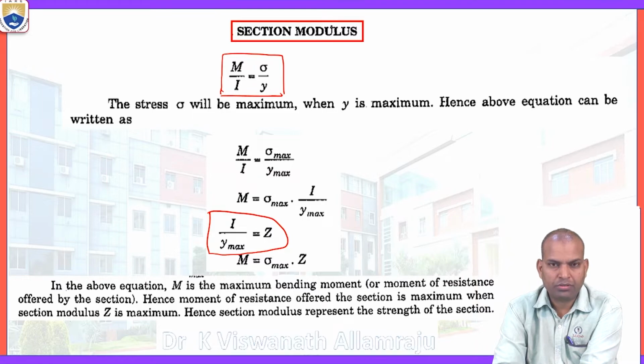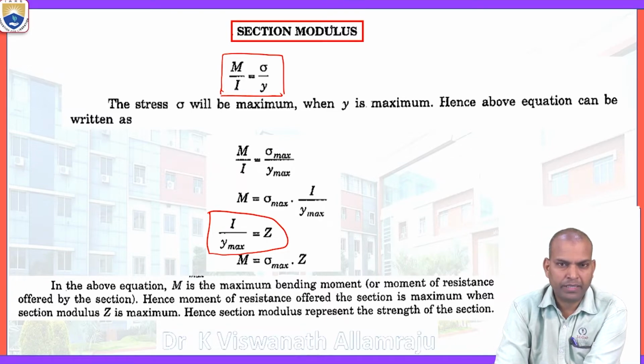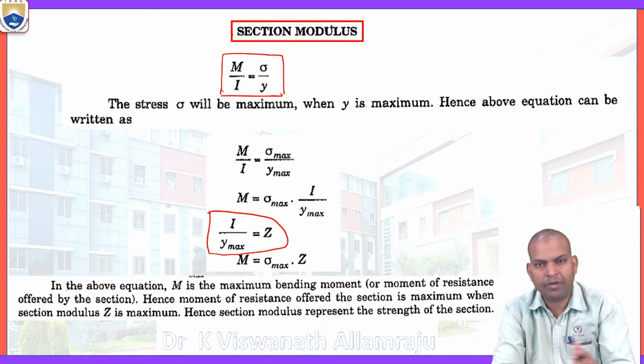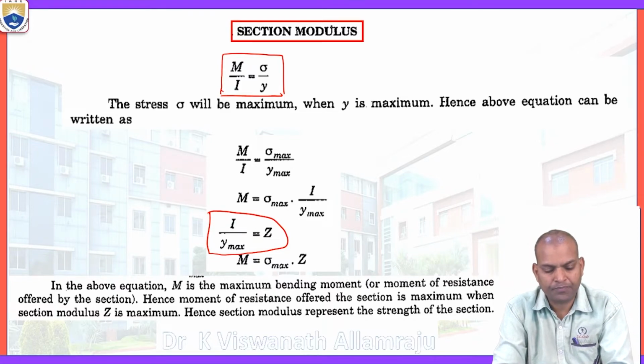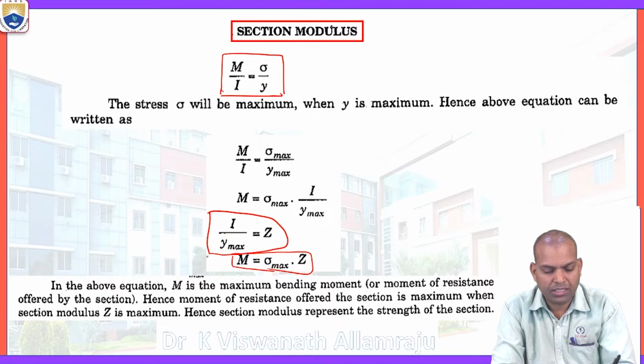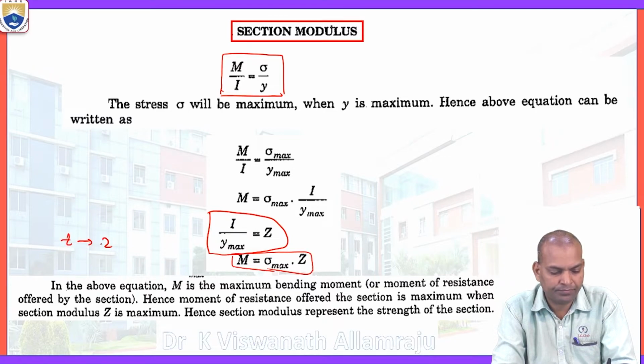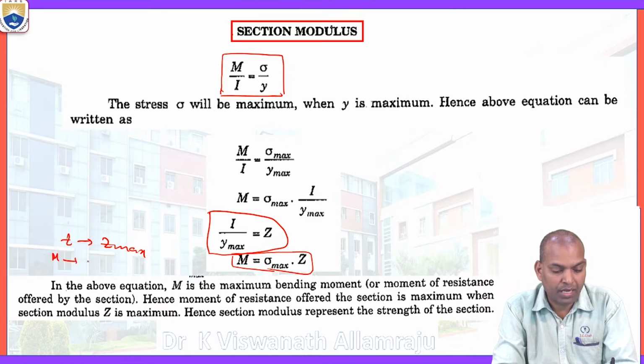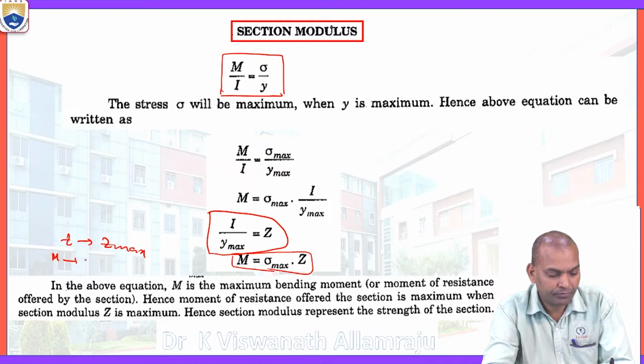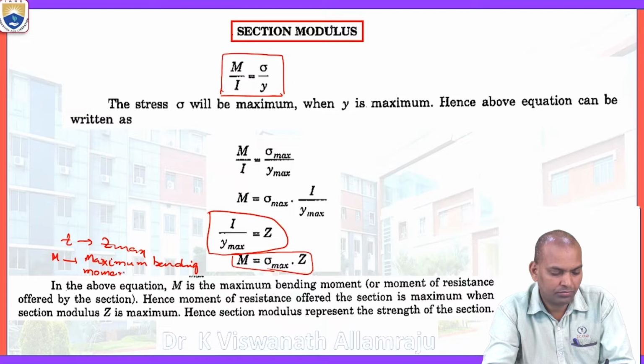Now substitute Z in the place of I by y maximum. Then the equation of bending moment becomes M equal to sigma maximum times Z. Now here this Z is the maximum section modulus, and M becomes the maximum bending moment.